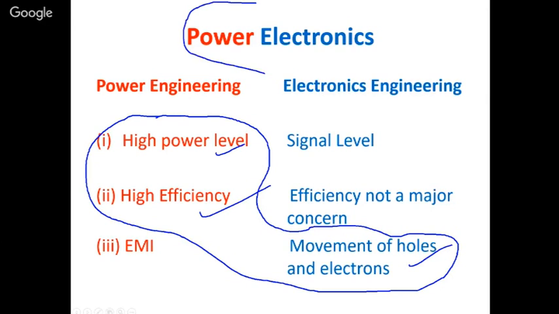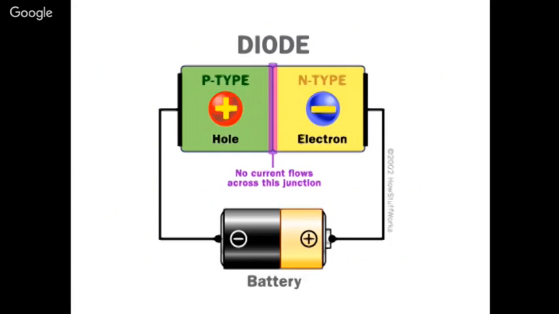So these three together is nothing but your power electronics as such. Next, we are just taking a simple diode. All of you would have known what is a diode. So here it has a P region and an N region, and it is here reverse bias.